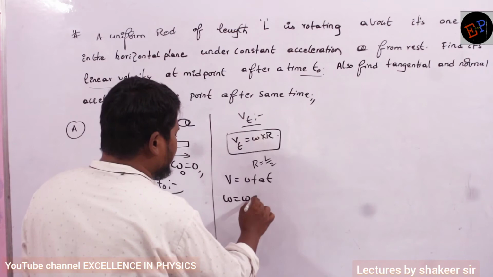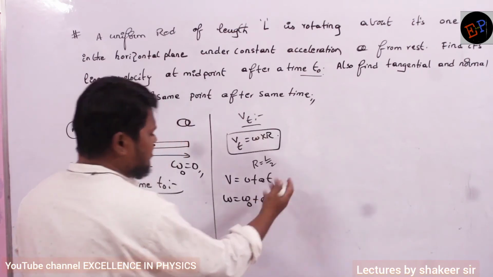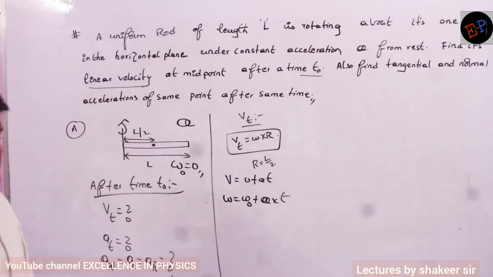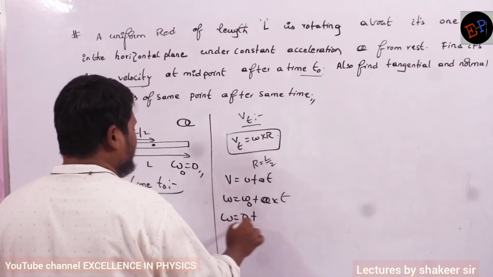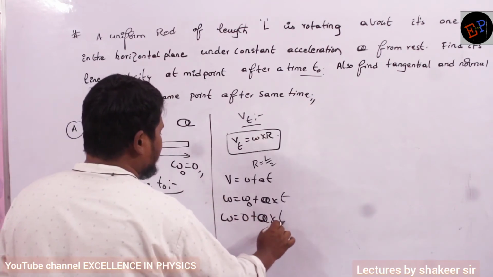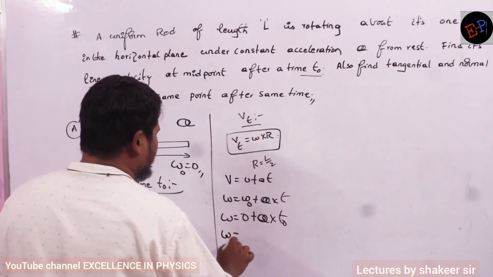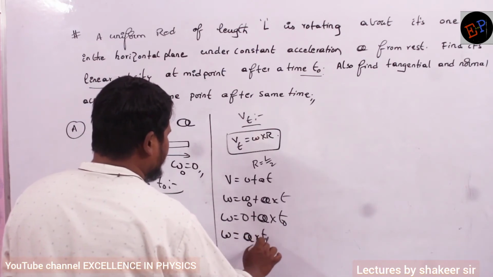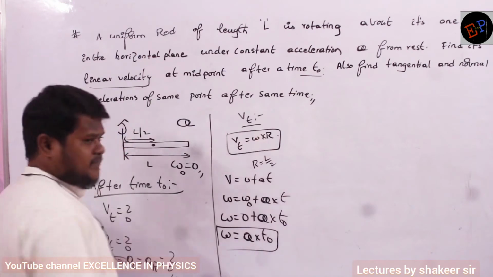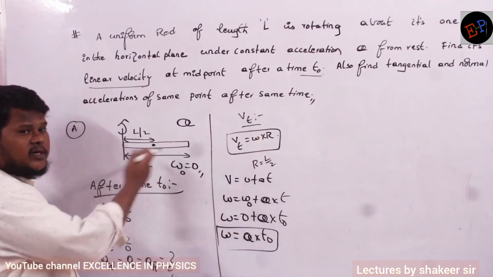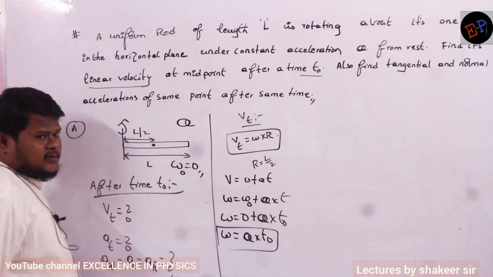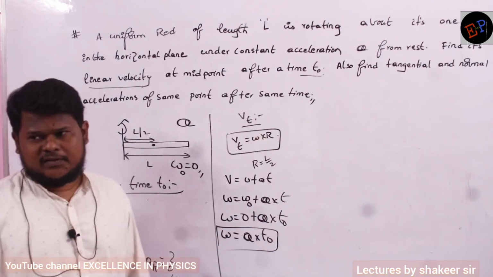Omega is equal to omega naught plus alpha into t. This is the analogous equation. Understood, no? So therefore omega naught is 0, the alpha value is alpha only, and the time taken is t naught. So the final angular velocity is alpha into t naught. That's all. It means after a time of t naught, this total rod will be rotating with an angular velocity of alpha into t naught.